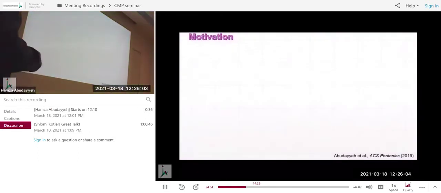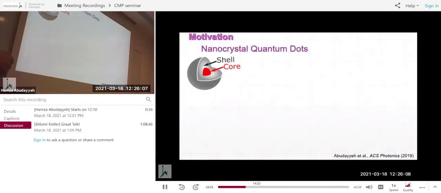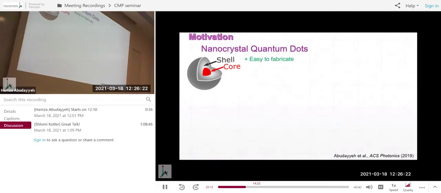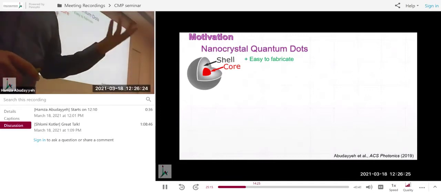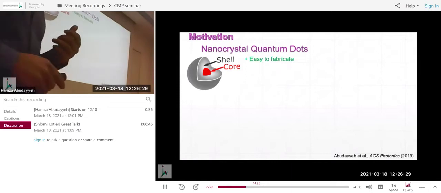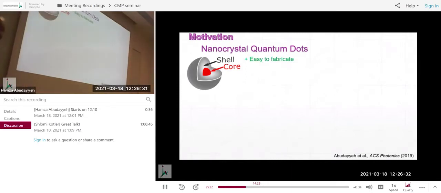Okay, so in order to give you a proper motivation, I want to give a concrete example. So I'll be telling you a story about these nanocrystal quantum dots. These nanocrystal quantum dots are very nice. They consist of a core of semiconductor material encapsulated by a shell of another semiconductor material. And what's nice about them is they're relatively easy to fabricate. They're fabricated using colloidal chemistry, which makes them very easy to make. Well, easy for a physicist who just buys them, but generally quite easy to make, I imagine.